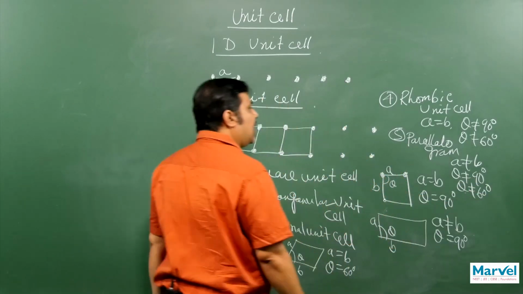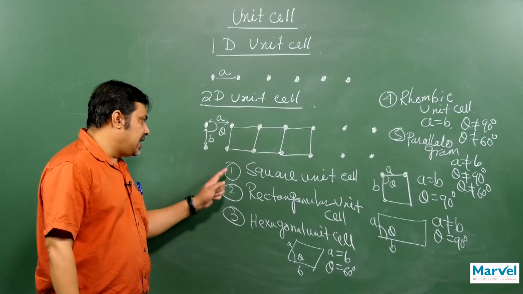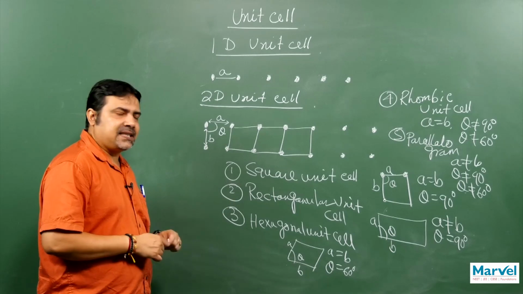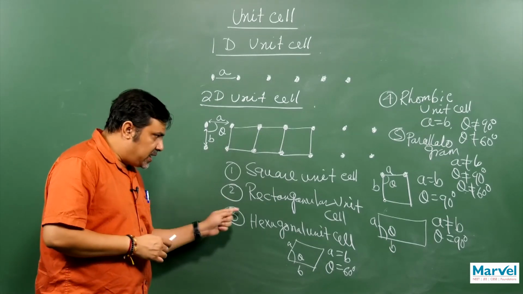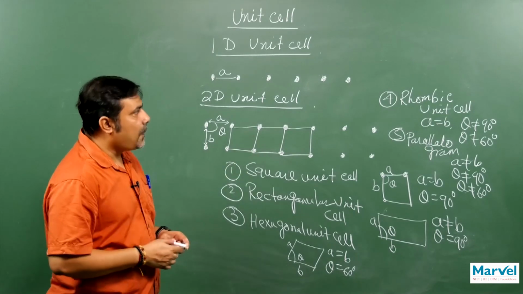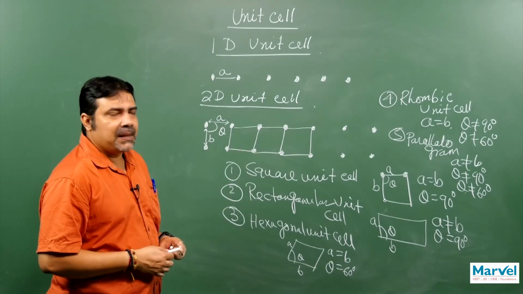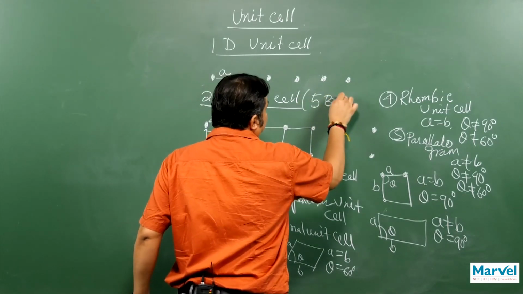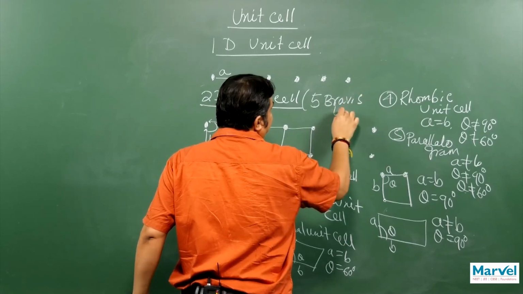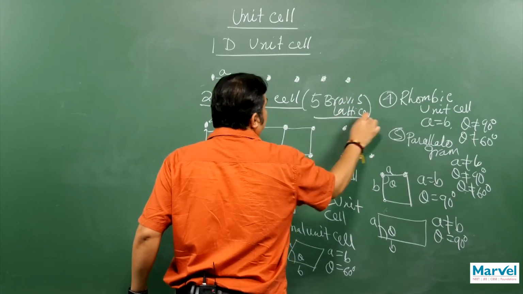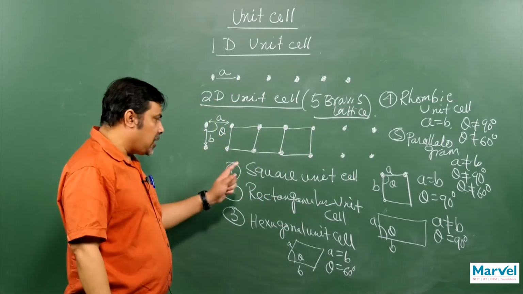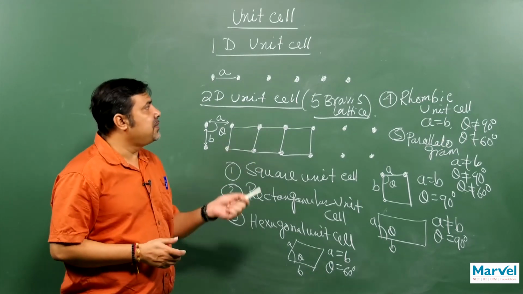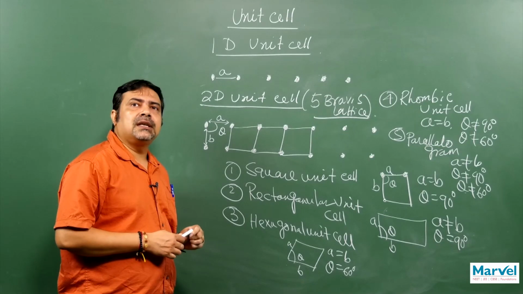So these are the things you have to understand. There are five categories of unit cell possible in two dimensions. One is the square unit cell, second is the rectangular unit cell, third is the hexagonal unit cell, fourth is the rhombic unit cell, and fifth is the parallelogram. That is why for the two-dimensional unit cell, we call it five Bravais lattices. How many Bravais lattices? Five, because five permutation combinations are possible between the parameters. That is why there are five Bravais lattices in the two-dimensional unit cell.